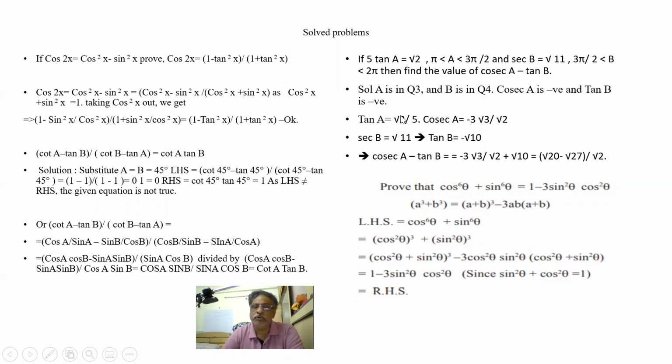So we have done this through the table method. We assume root 2 is the opposite. Even though there is a root 2x and 5x, for simplicity we can put root 2 and 5 as the opposite and adjacent sides. Similarly, secant B means hypotenuse by adjacent side. So hypotenuse is 11, adjacent side is 1. 11 minus 1 is root 10. So tan B is root 10 by 1, root 10. Why minus? Because of the fourth quadrant. So we got tan B and cosecant A.